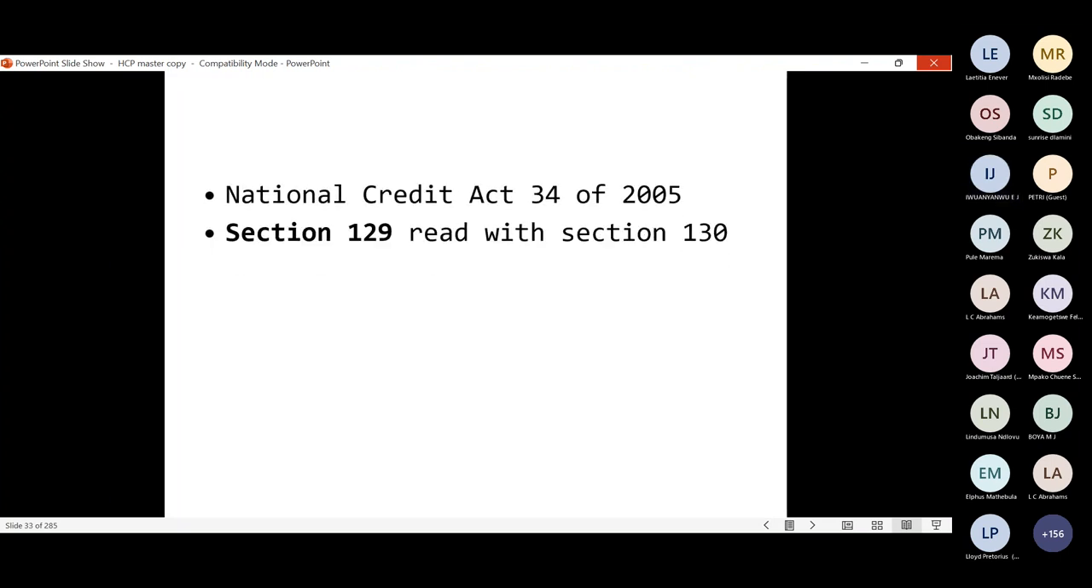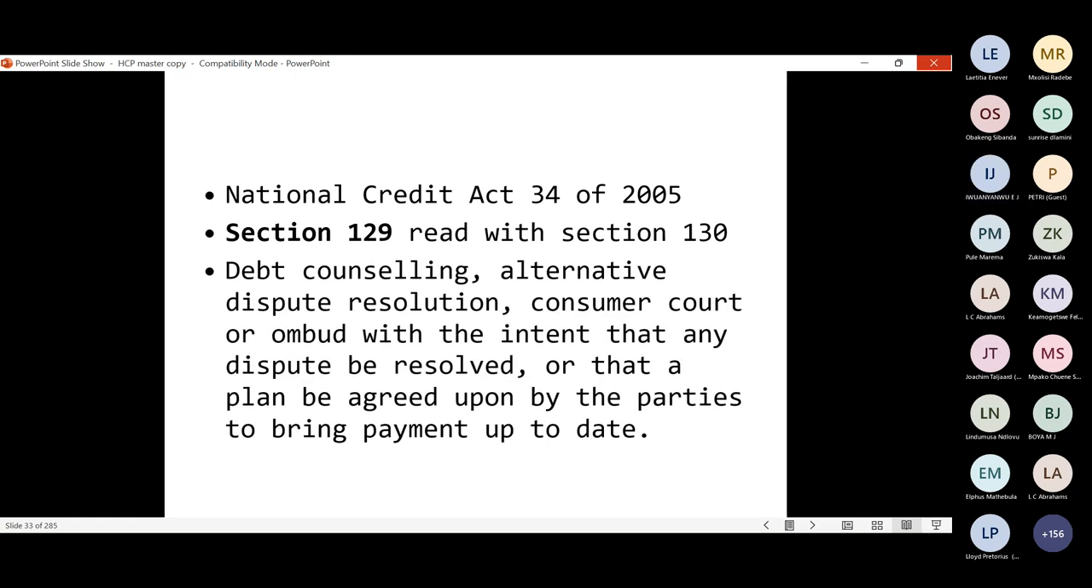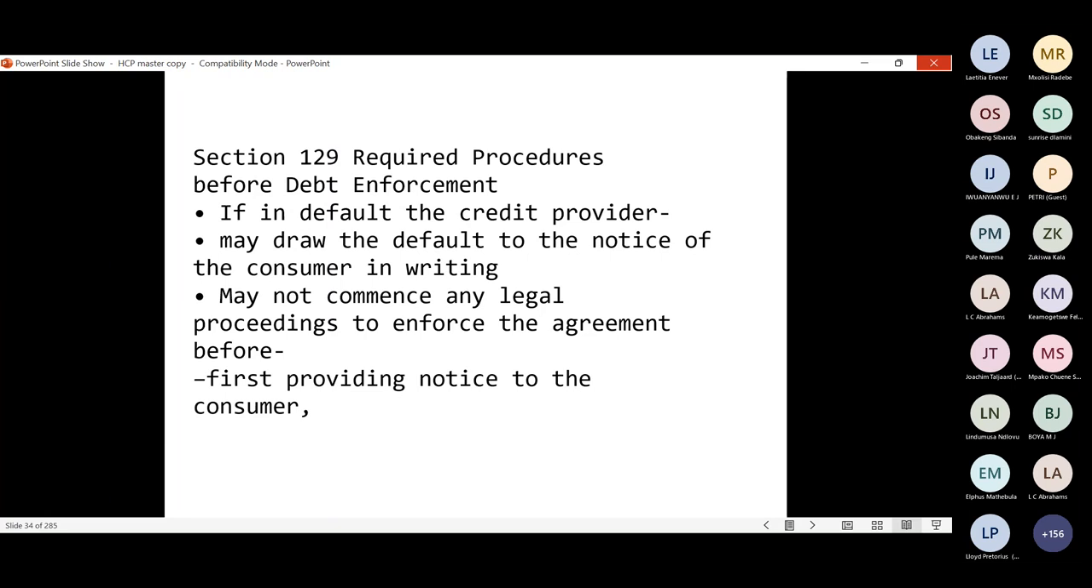So remember, it's in terms of section 129 of the National Credit Act, read with section 30. And this is the compulsory part that must be included in the notice. It states that they have the option of going for debt counseling, alternative dispute resolution, the consumer court or the ombud, with the intent that any dispute be resolved, or that a plan be agreed upon by the parties to bring the payments up to date. So they get the opportunity to do one of those things, and you must include this in the notice. If they're in default, you send them that notice, you draw their attention to the default, and you cannot commence with legal proceedings. You can't issue summons unless you have done that, right?